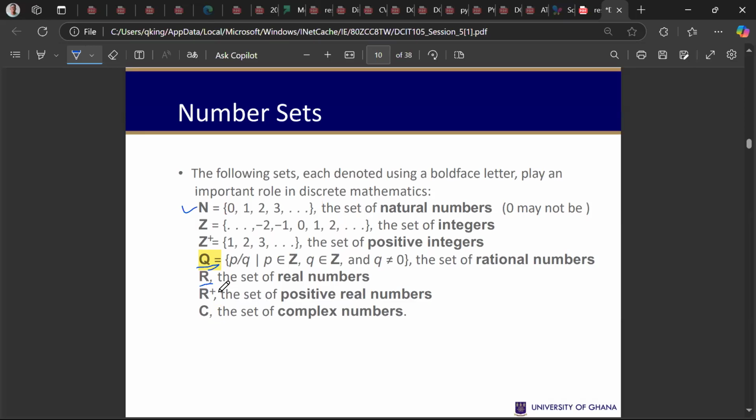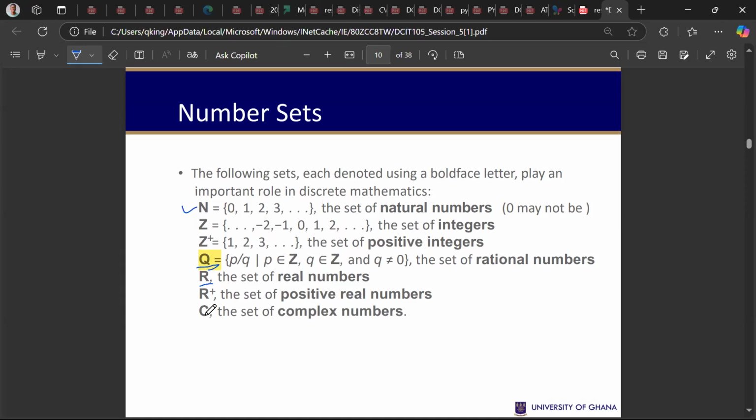Having explained rational numbers, let's look at what irrational numbers are. Irrational numbers are numbers that cannot be expressed as a fraction of two integers. Let's take note of this. These are things we are supposed to have read, so I just want to touch briefly on them so that as we progress, we will be refreshed on them.